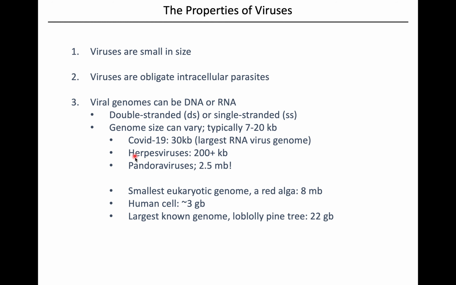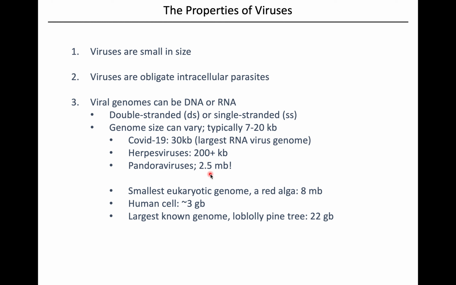Just to give you numbers on a few different viruses here. COVID-19, that we're all interested in right now, is an RNA virus and actually has the largest known RNA virus genome so far, at about 30,000 base pairs. Herpes viruses are significantly larger than that, about 200 plus thousand base pairs. A very large virus, Pandora virus, has a genome of about 2.5 million base pairs, but that's quite unusual.